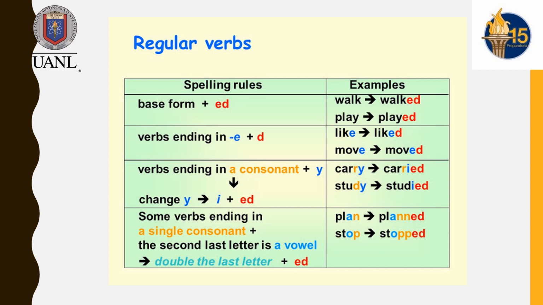Okay, so as you need to practice, let's check the rules again. Remember, base form plus ed, verbs ending in e plus d. The only thing they have to do is to add the letter d. Verbs ending in a consonant plus y, you're going to change the y for the letter i plus d, like study and carry, right? Some verbs ending in a single consonant, the second last letter is a vowel, double the last letter plus d, like in plan and stop. Remember the rules and practice them.